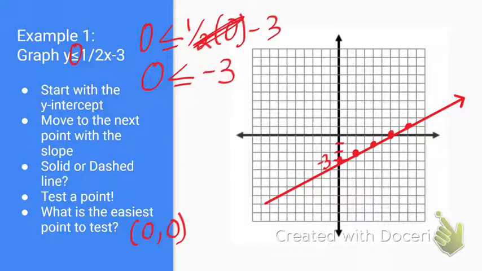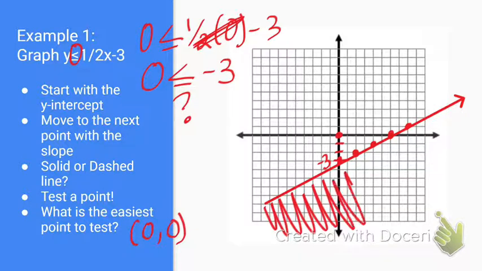Is 0 less than or equal to -3? Is that true? Is it equal to? No. Is it less than? No. So because it's not true, and 0, 0 is here, I'm going to shade on the opposite side. I'm going to shade below this line.